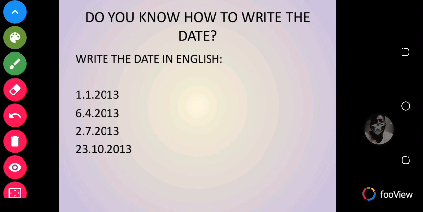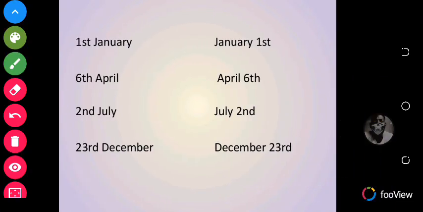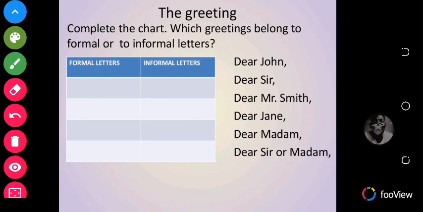Okay, so the dates, you can write the date in any form, but usually these forms are what is required. So any form is actually okay, because all that needs to be there is the date. All right, let's look at some of the greetings or the salutations.